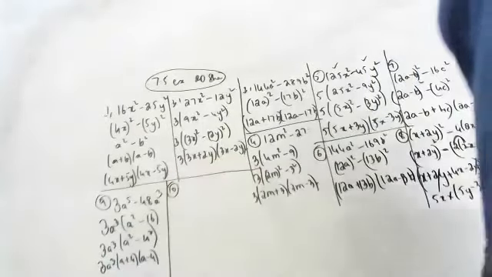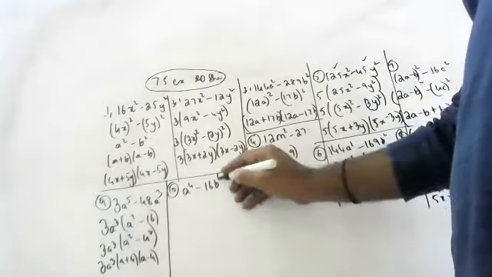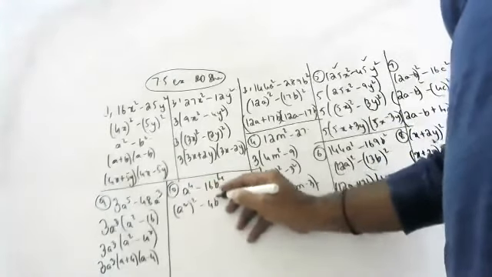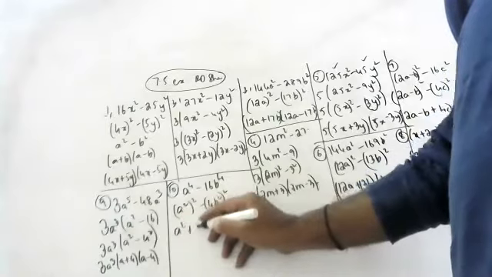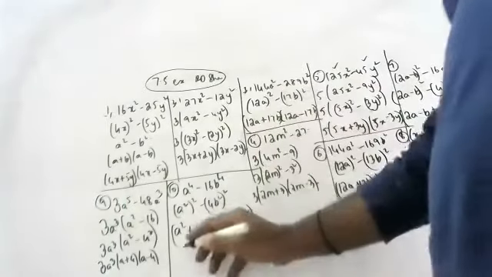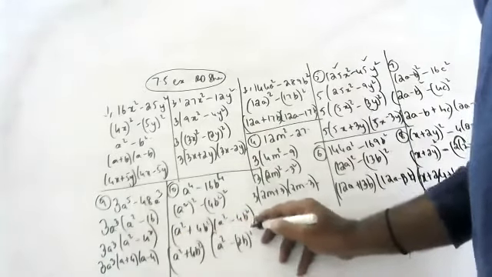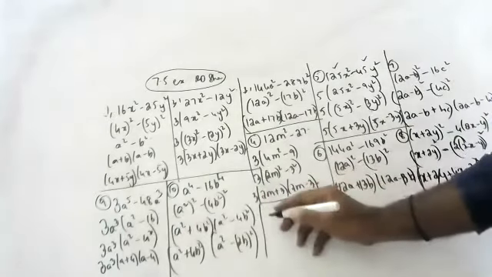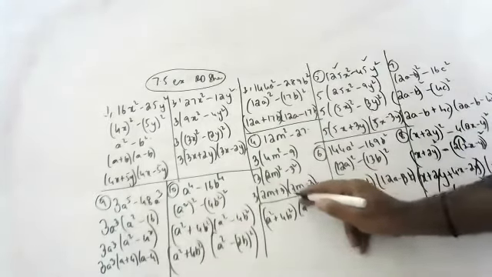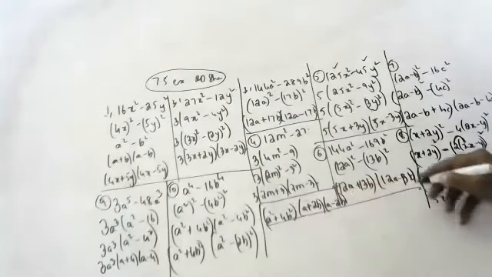Next. a to the power 4 minus 16b to the power 4. Rolika? Yes, sir. a square whole square minus 4b square whole square. a square plus 4b square into a square minus 4b square. Keep writing, everyone. Okay. a square plus 4b square into a plus 2b into a minus 2b. Next. Last.